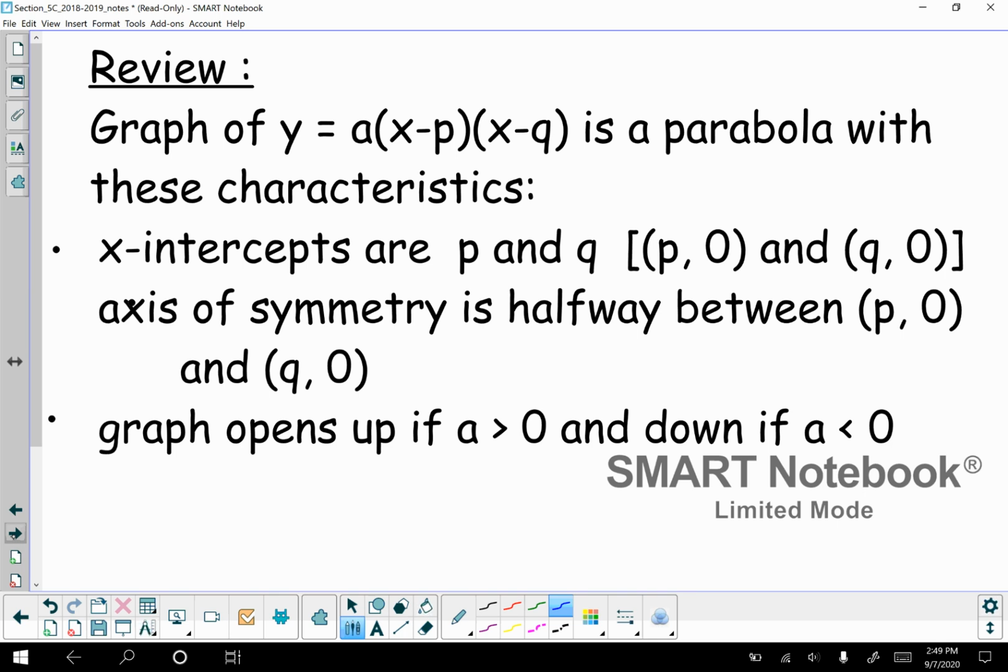Okay, so when we are graphing and it's already factored, you know that halfway in between your p and q is going to be your axis of symmetry. So it's the distance of p minus the distance of q, and I'll make those absolute values for a reason, divided by 2, and that's where you'd find the axis of symmetry.